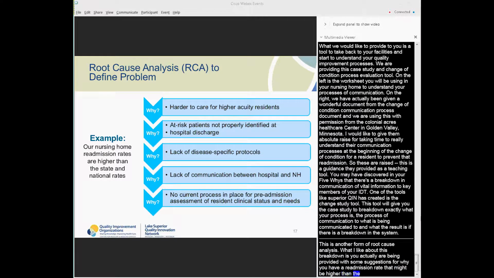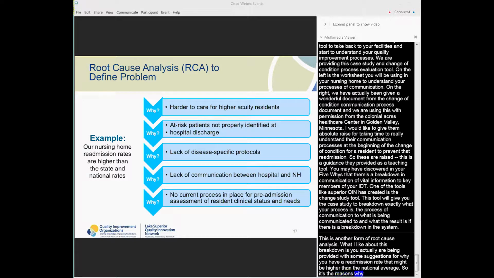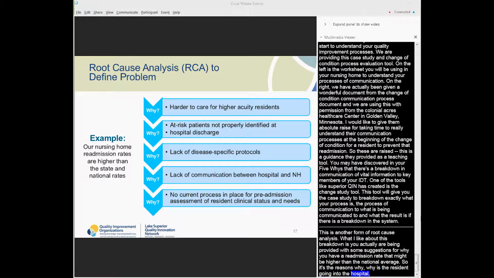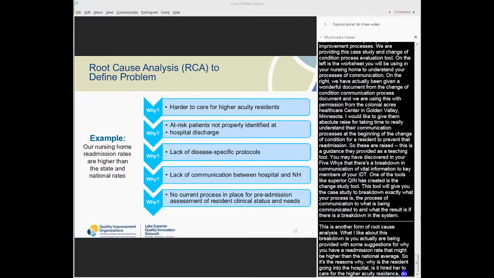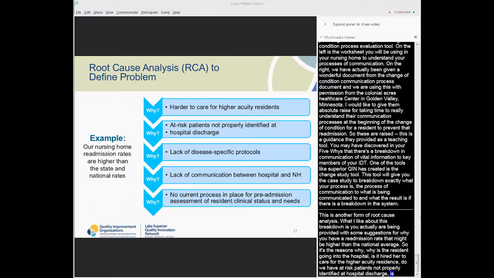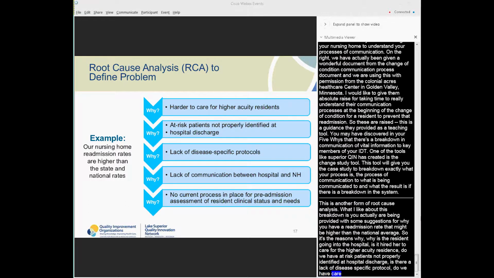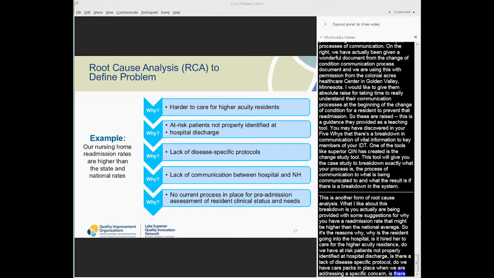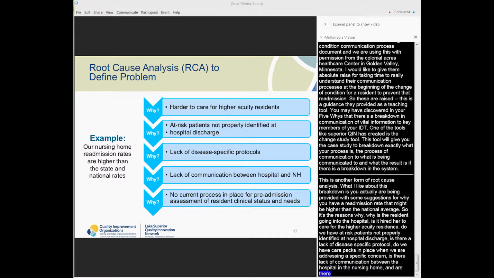Is it harder to care for the higher acuity resident? Do we have at-risk patients not properly identified at hospital discharge? Is there a lack of disease-specific protocols? Do we have those care paths in place when we're addressing a specific concern? Is there lack of communication between the hospital and the nursing home? And are there no current processes in place for pre-admission assessment of the resident's clinical status and needs? So those are some of the suggestions, and you can use this information to empower you as you work through that tool that we sent back with you.